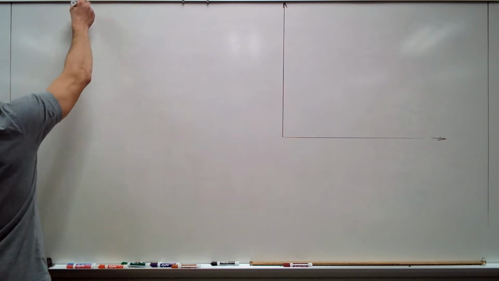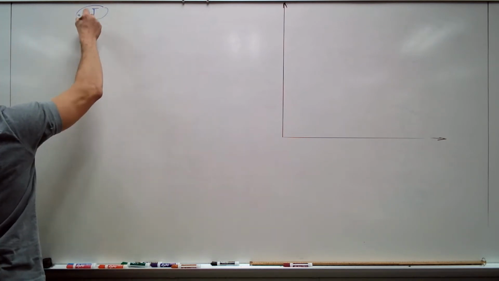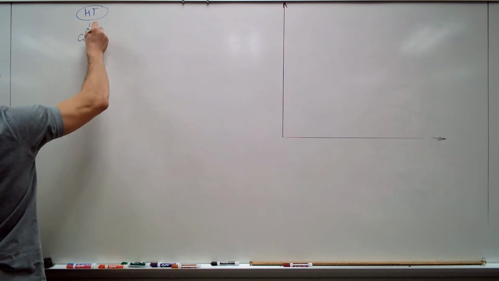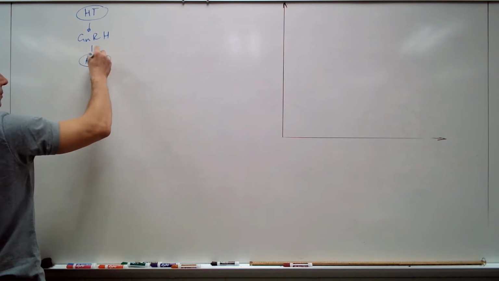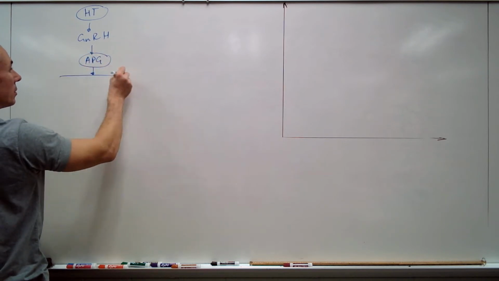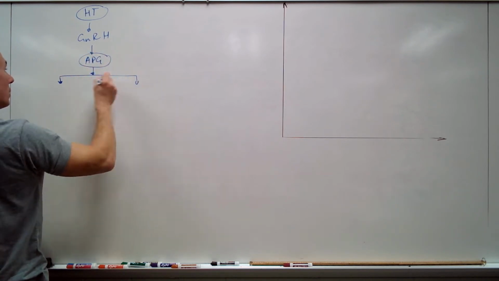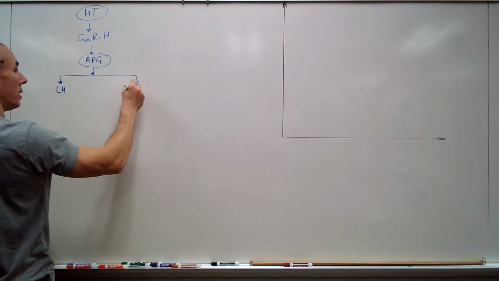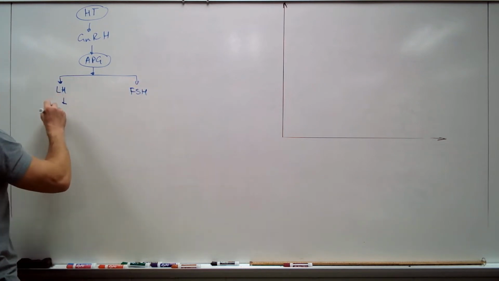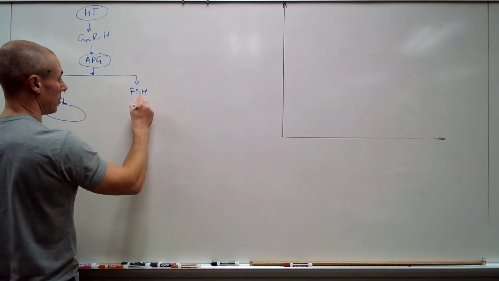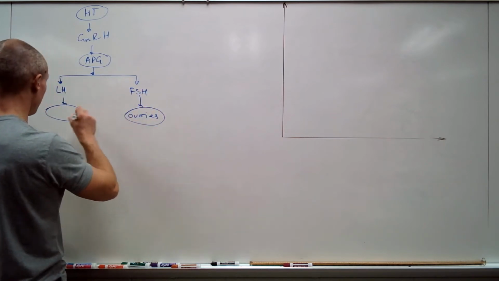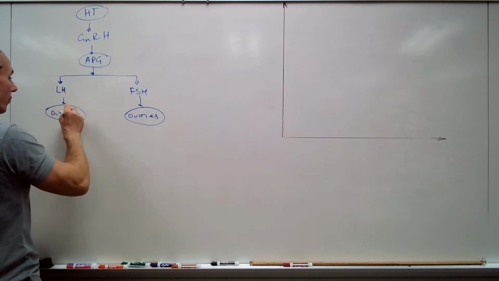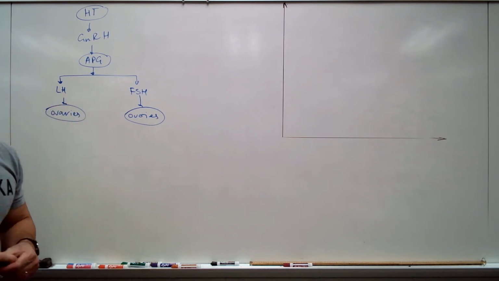So it all starts in the hypothalamus, which produces gonadotropin-releasing hormone, which acts on the anterior pituitary gland, which produces luteinizing hormone and follicle-stimulating hormone, which act on ovaries. Okay? That makes sense.